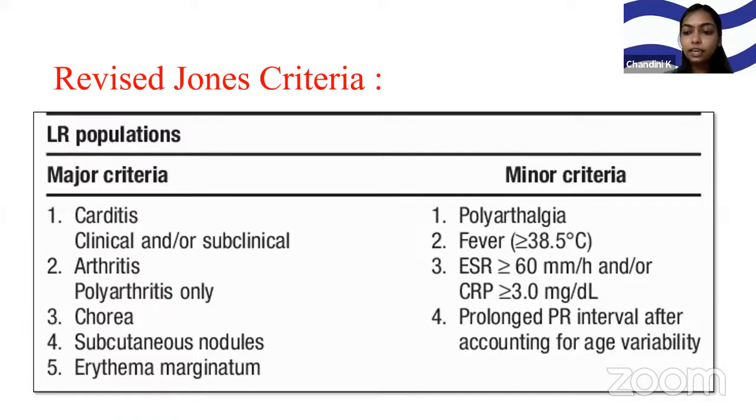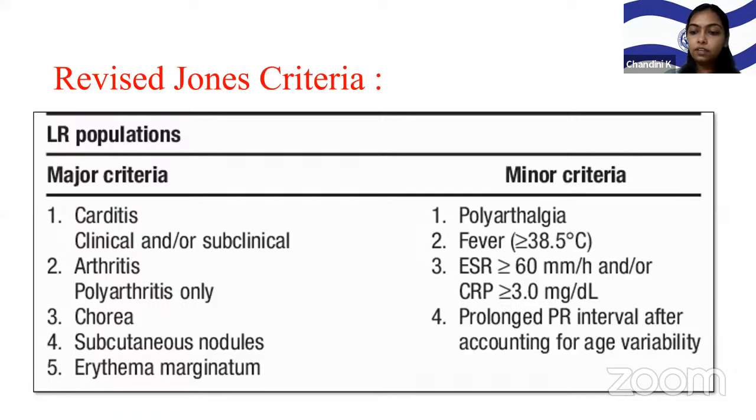For the initial diagnosis of acute rheumatic fever, we need either two major criteria, or one major criterion with two minor criteria, or three minor criteria. The major criteria for low risk populations are carditis, arthritis, where only polyarthritis is included in low risk, chorea, subcutaneous nodules, and erythema marginatum. The minor criteria include polyarthralgia, fever of 38.5 degrees Celsius or more, elevated ESR of 60 or more, and CRP of 3 or more, with ECG changes of prolonged PR interval according to age variations.